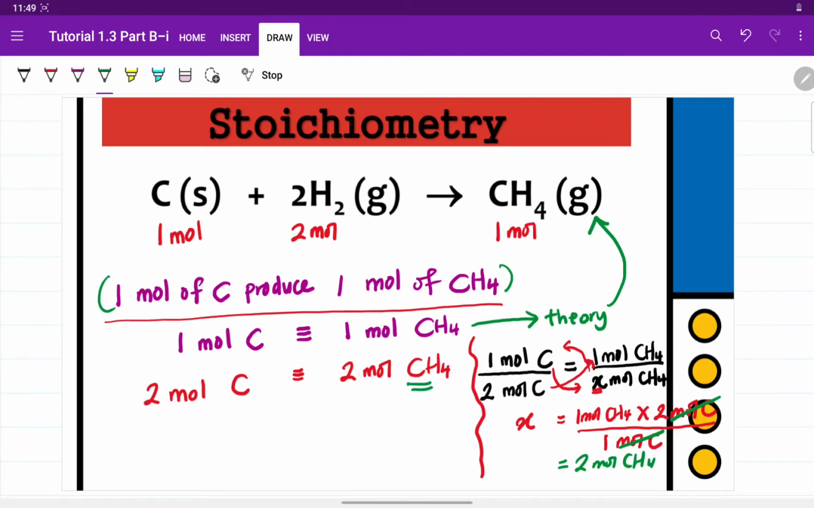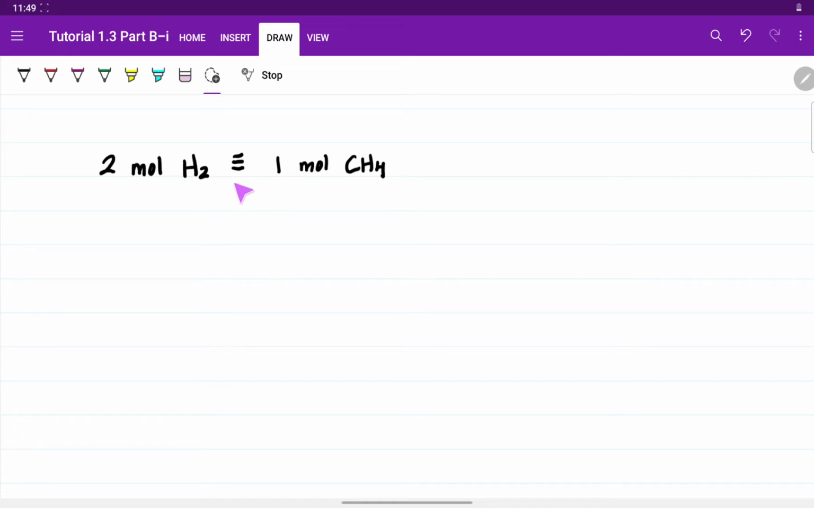Now I give you another example. Daripada awak punya balance equation juga, 2 moles of H2 will produce 1 mole of CH4. Now, let's say saya nak katakan 3 moles of H2.